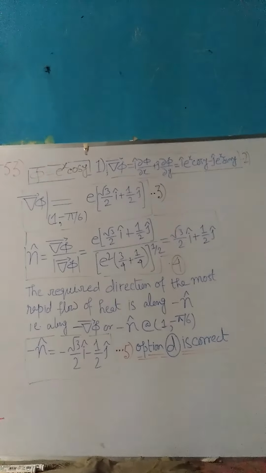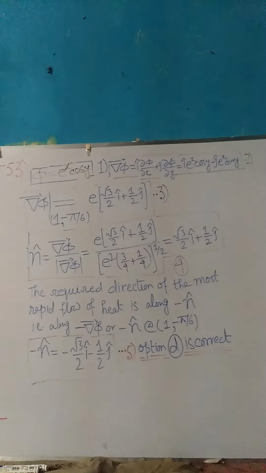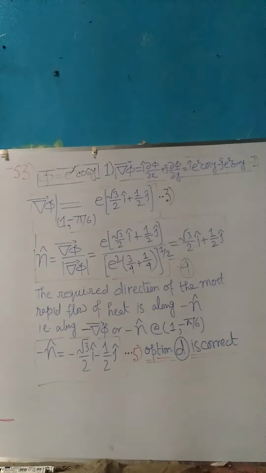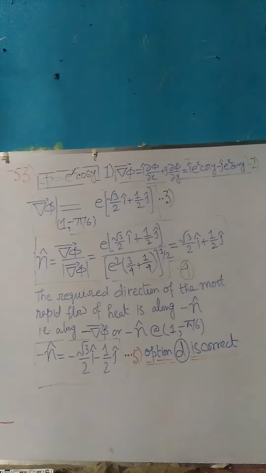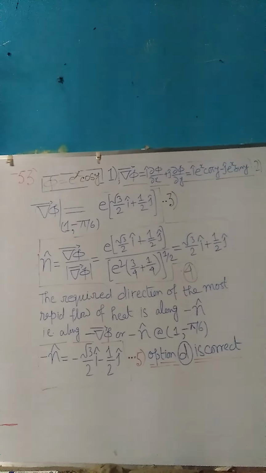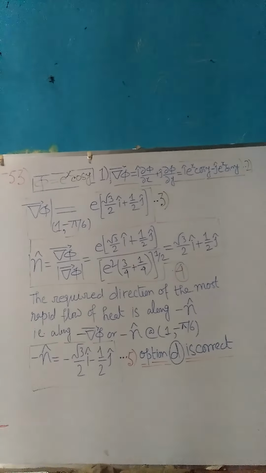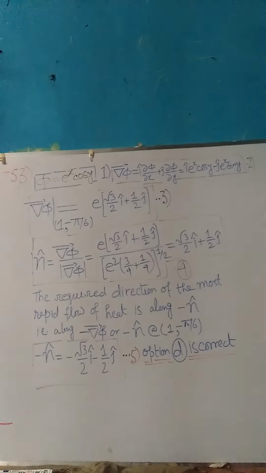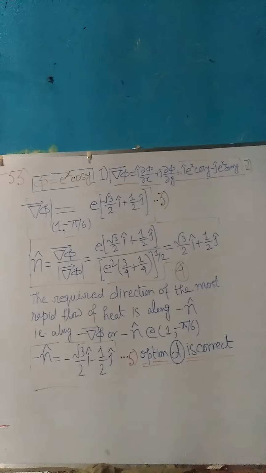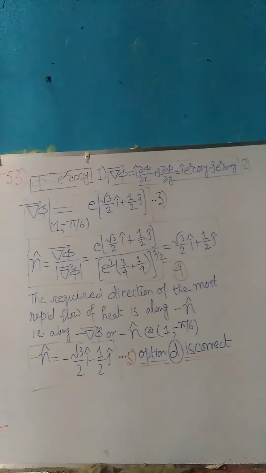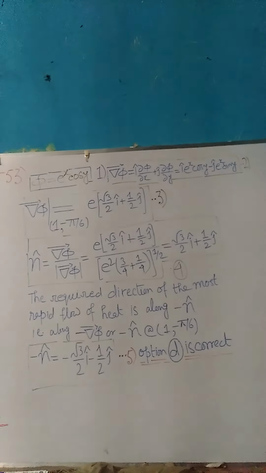The unit vector n cap along the gradient of phi at the point 1, minus pi by 6 is now found as shown in equation number 4. Equation number 4 is a pretty long equation. Please see all the steps involved and pay very careful attention to equation number 4.